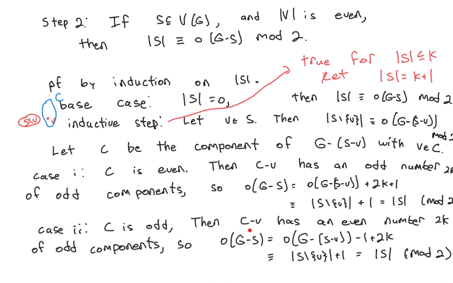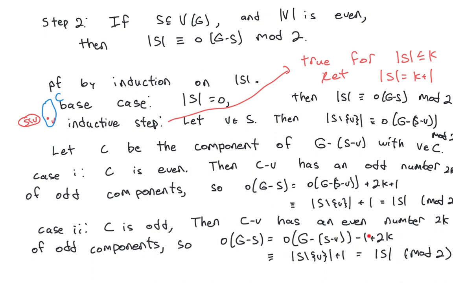And so then when I calculate the number of odd components of G minus S, they were either odd components we had before, or they're these 2k new odd components. Notice that C was an odd component already, so we have to subtract 1 to count the fact that we've removed C and replaced it with 2k new components. I didn't have to do that subtraction before because in the previous case C was even.